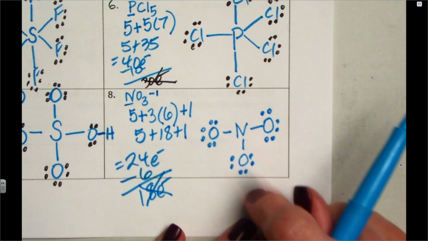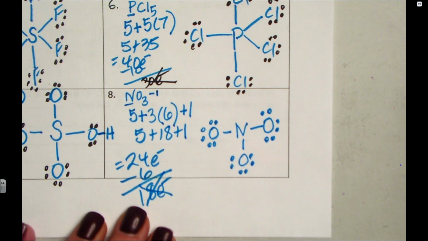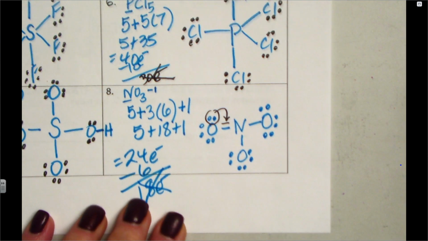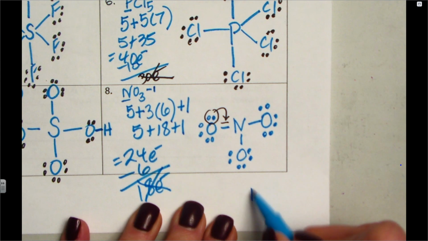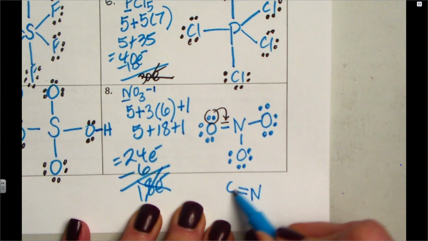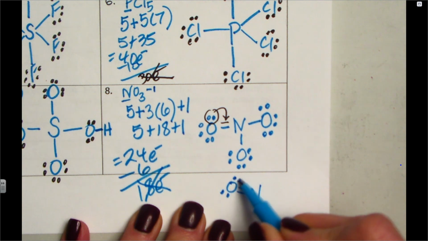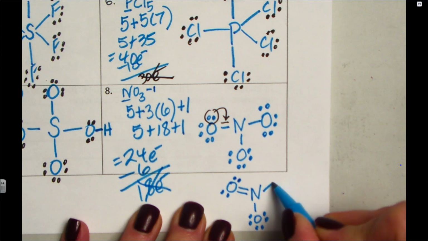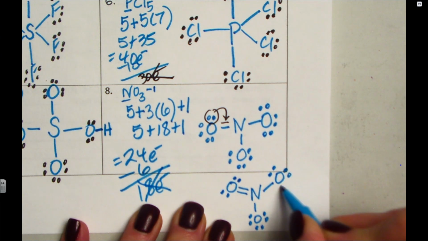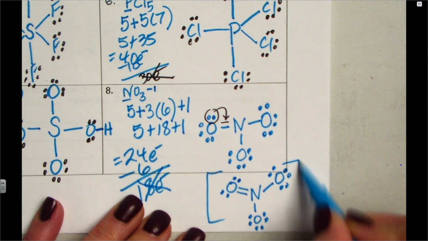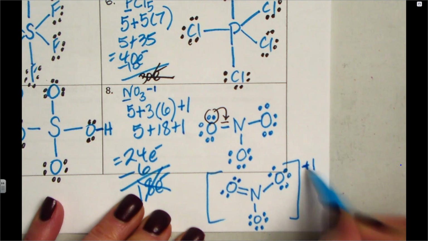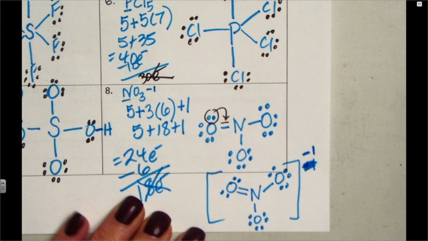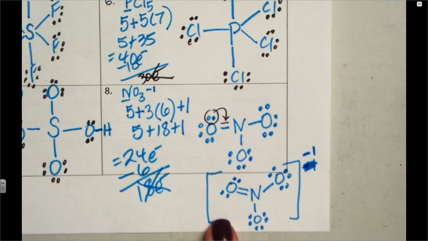So pick one of the oxygens, and you're going to swing a pair to the nitrogen. So I'm going to pick an oxygen, swing a pair of electrons down. So that means our final structure should have a double bond between one of the oxygens and the nitrogen, and then the others single bonds. And don't forget to put your square brackets around it because it is a polyatomic ion. Oh, that's a -1 charge, sorry. Okay, so it is a polyatomic ion. Don't forget to put your square brackets around it.